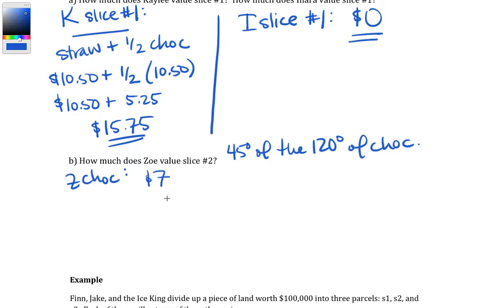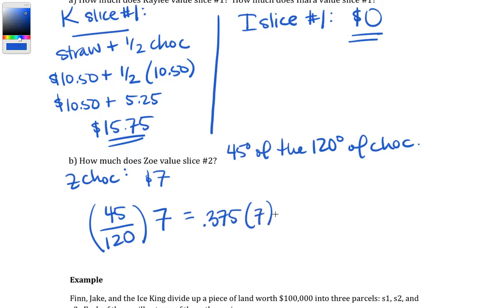So we only have a piece of the chocolate here, and we want to know what piece of that $7 corresponds to it? Well, we're going to use a fraction because we've got 45 out of a possible 120, and we're going to multiply that by 7. So we divide 45 by 120, and that is 0.375 times 7.